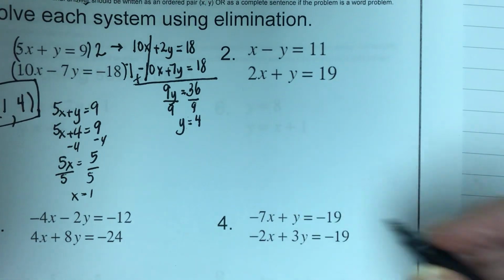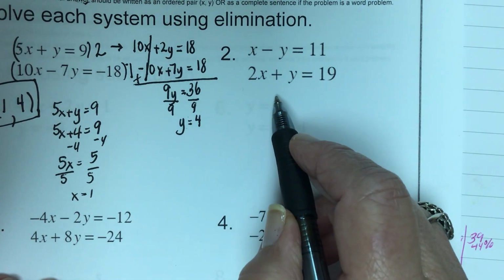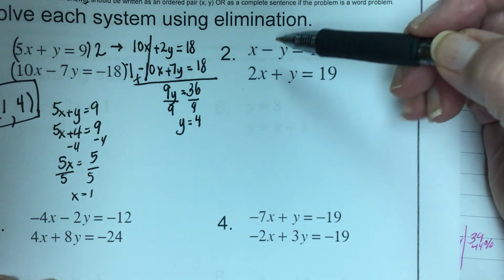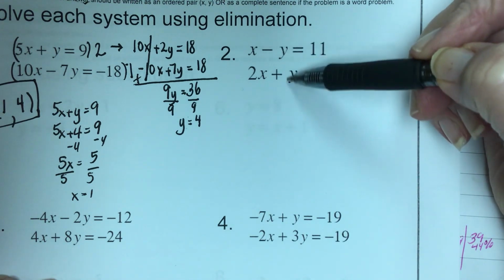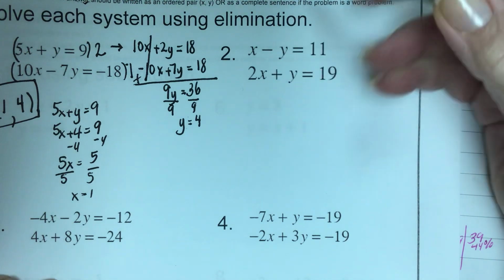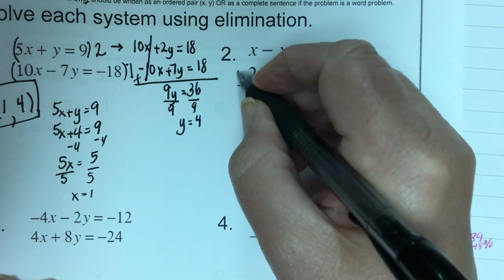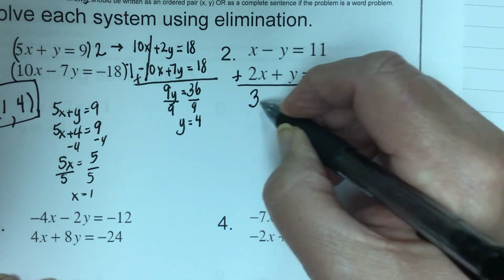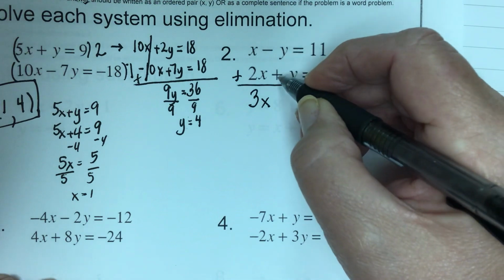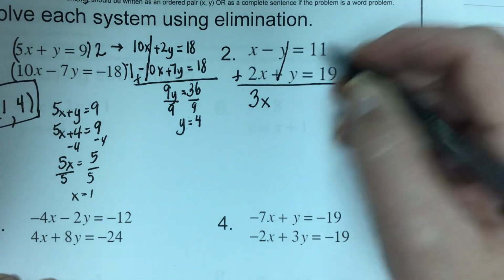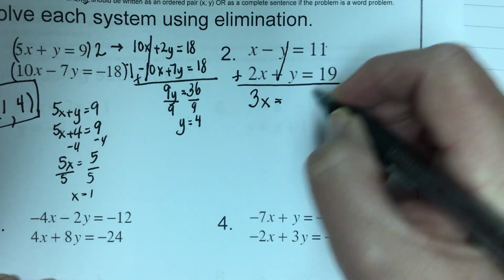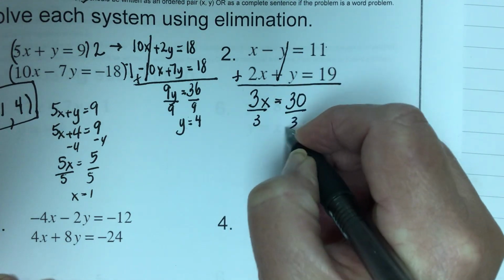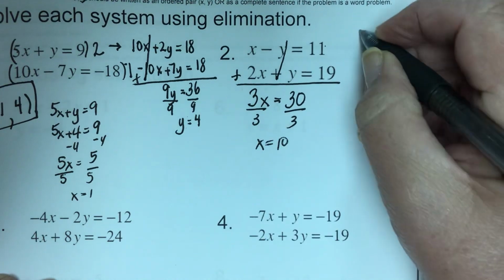Now, sometimes you get lucky, like this one right here, and it is ready for me to do elimination. The reason why I know, I have 1 and 1. I have the same coefficient, and they are opposites. So I can go ahead and add these together because y will automatically be eliminated. x plus 2x is 3x. Negative y plus 1y is 0. 11 plus 19 is 30. Divide by 3, x equals 10.